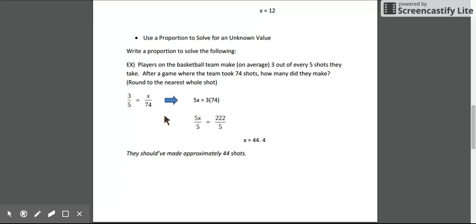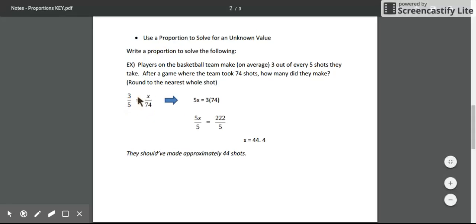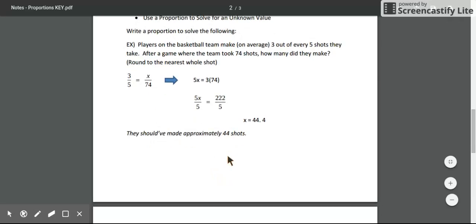So now when I cross multiply, I'm doing 3 times 74, which is 222. And then setting it equal to this other diagonal product here, 5 times x. To solve for x, I can divide both sides by 5. And I get 44.4-ish. I want to round to the nearest whole shot, so I could round that down to 44. So if our team is taking 74 shots in a game and we keep this same average, we can expect to make 44 of those shots.